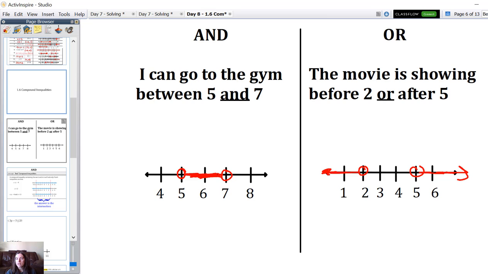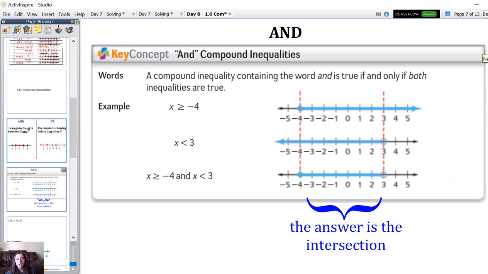Now let's look a little closer at this "and" inequality. The compound inequality containing the word "and" is true if and only if both inequalities are true. So in this example, I'm telling you that x is greater than or equal to -4, and I'm telling you that x is less than 3.